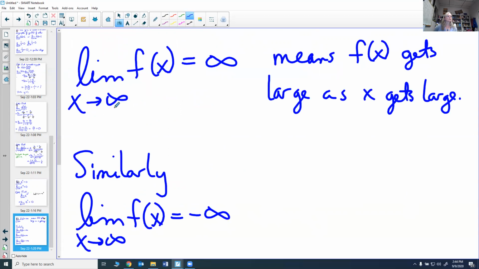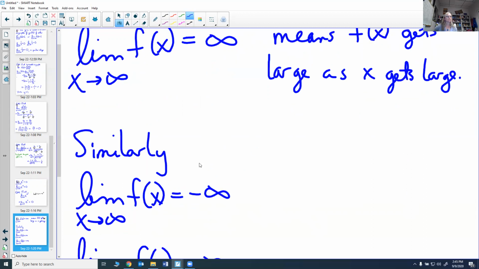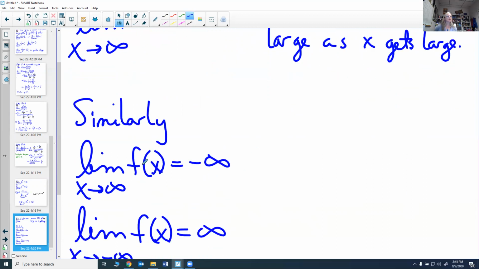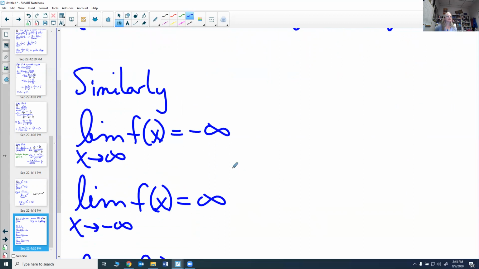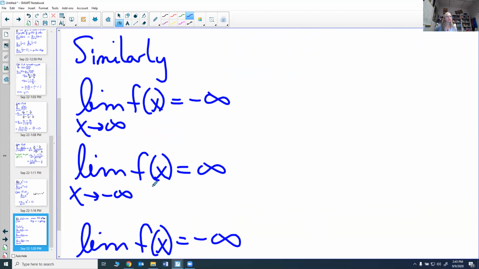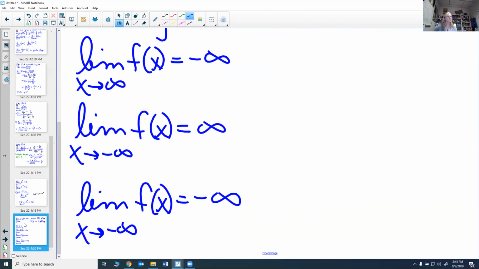The limit as x goes to infinity of f of x equals infinity means f of x gets large as x gets large. Similarly, the limit as x goes to infinity of f of x equals negative infinity means that as x gets large, f of x gets really small, and all the rest of these. And those are limits involving infinity.